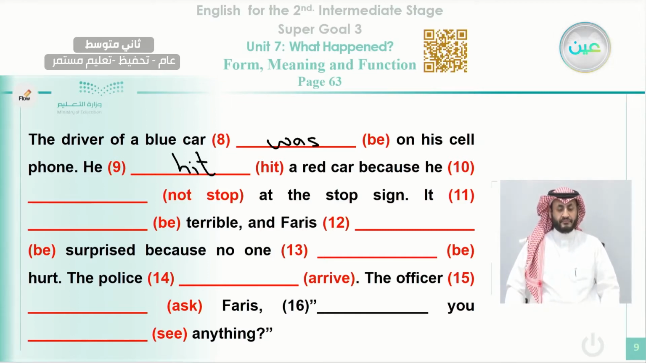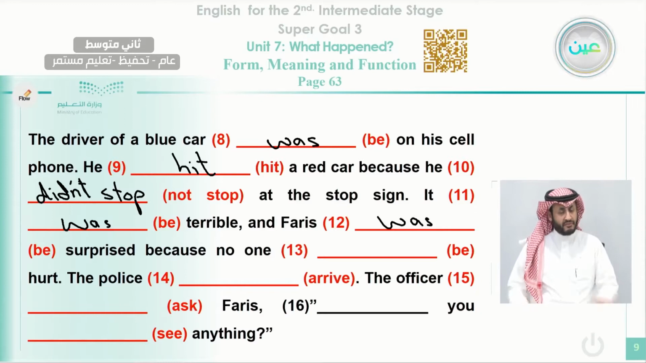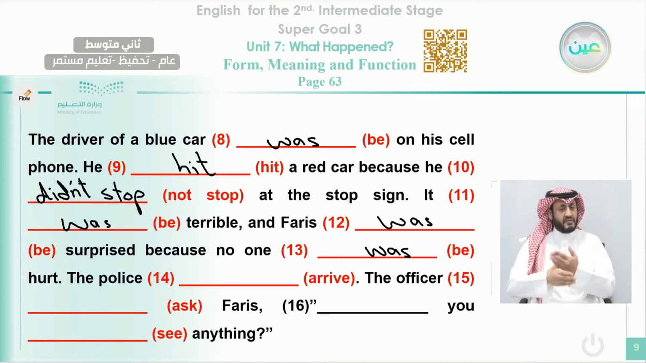Hit a red car because he did not stop. We use it in the past. We say did not, okay, or we can use a contraction like this: didn't stop. Okay, at the stop sign, it was also the past form of the verb be, is was. Terrible, and Faris was also, because we're talking about a singular in the past, surprised, because no one, also be here, used as was, because no one here is considered as a singular.